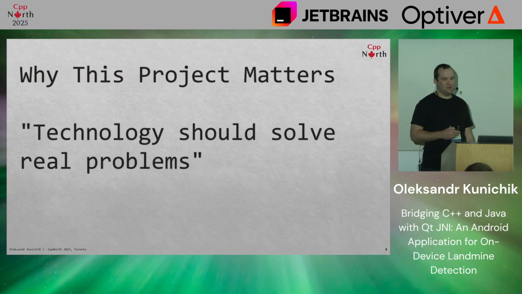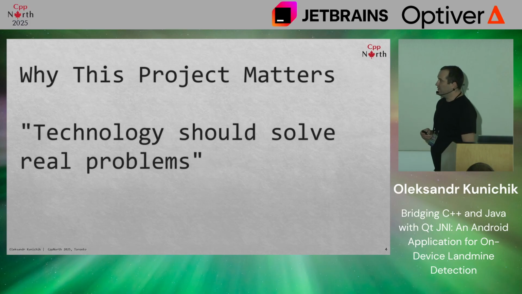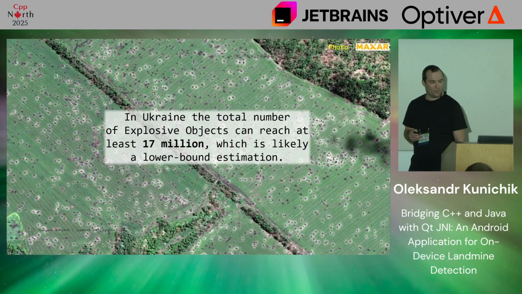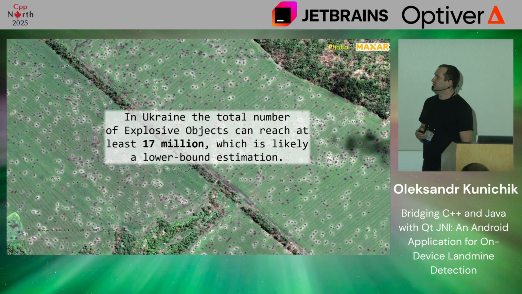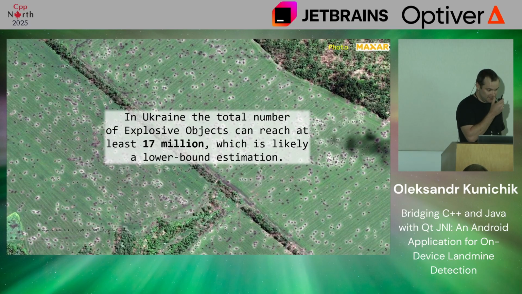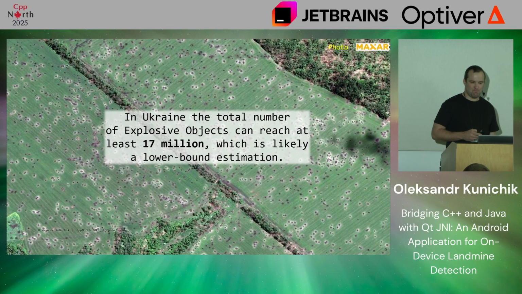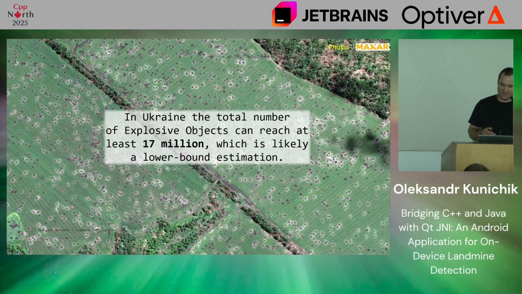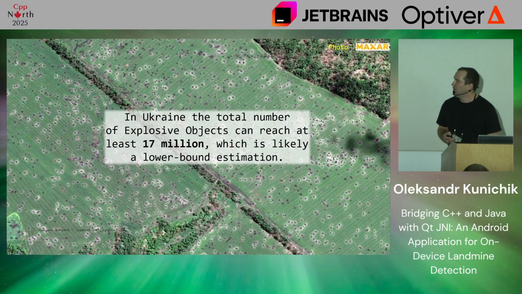But before diving into the technical details, let me show you why this matters. Because sometimes the best code we write is the code that saves lives. So this is Ukraine, the country contaminated by landmines, 17 million explosive objects. Farmers can't farm, children can't play. This humanitarian crisis could last for decades if we don't apply technologies.